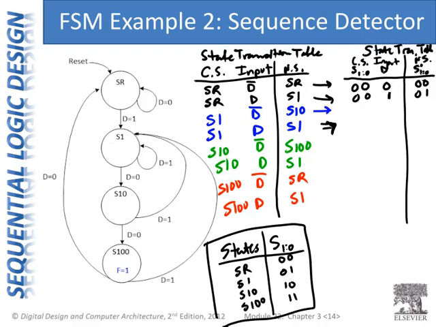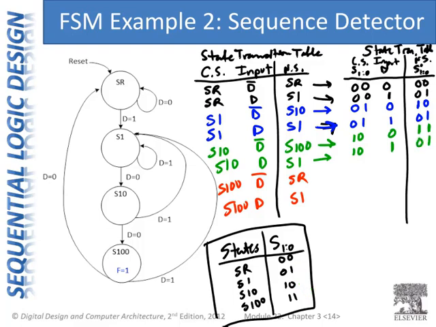Next row, we have S1, which is encoded as 0, 1. D is low, next state should be S1, 0. It's encoded as the state bits 1, 0. Next row, state S1, D is high, next state should be S1. Next row, S1, 0, which we've encoded as 1, 0, D is low, next state should be S1, 0, 0, which we've encoded as 1, 1. S1, 0, state 1, 0, D is high now, next state should be state S1, which we've encoded as 0, 1.